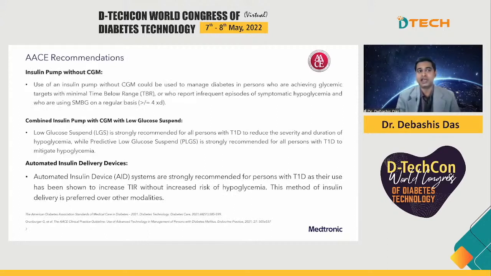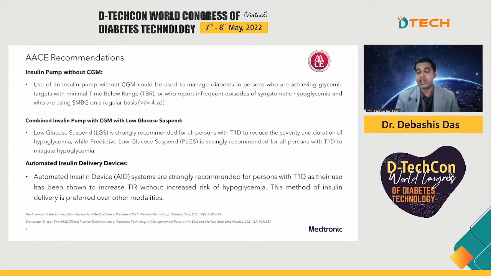And what ACE says about an insulin pump without CGM is that it could be used to manage diabetes in persons who are achieving glycemic targets with minimal time below range, or who report infrequent episodes of symptomatic hypoglycemia, and who are using SMBG on a regular basis, that is at least more than 4 times a day. And a combined insulin pump with CGM with low glucose suspend feature is recommended for all persons with type 1 to reduce the severity and duration of hypoglycemia, but the predictive low glucose suspend is strongly recommended for people with type 1 to mitigate hypoglycemia.